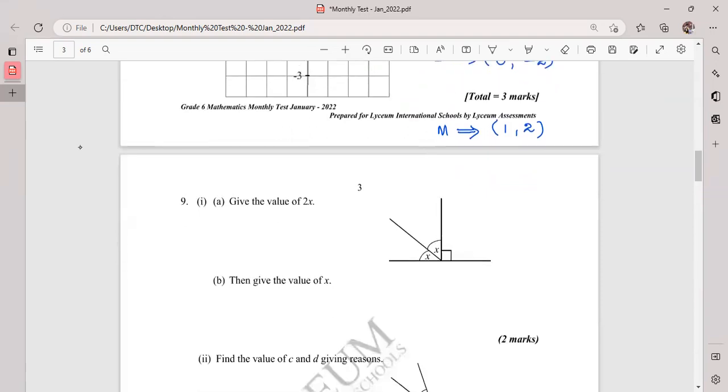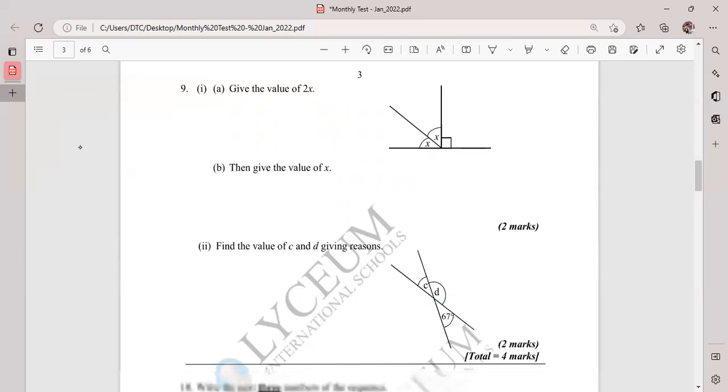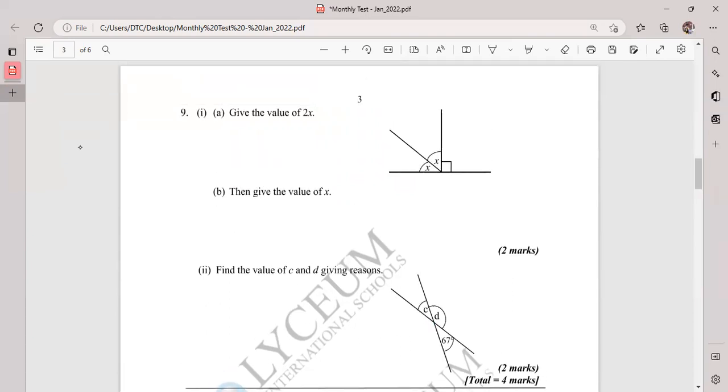So then we will move to question number 9. This is from your geometry lesson. Half of this lesson, or part of it, you may have done for your October monthly test also. After that we had the continuation of the geometry lesson. So question number 9 is from geometry angles, right?